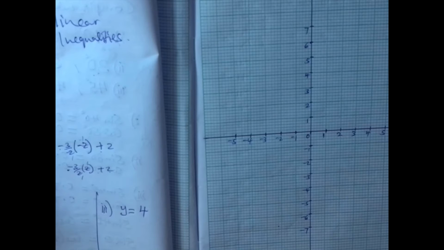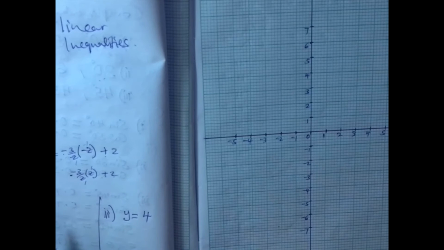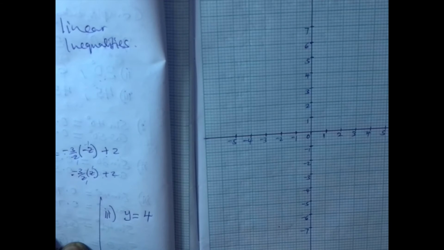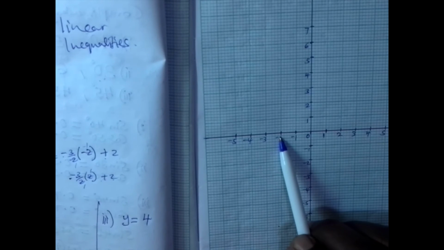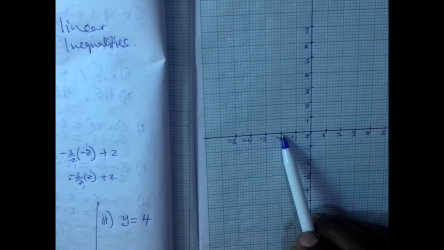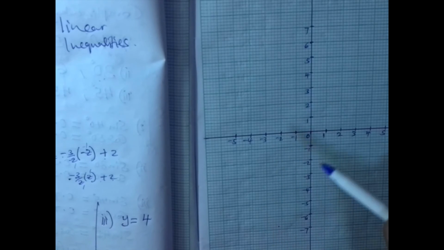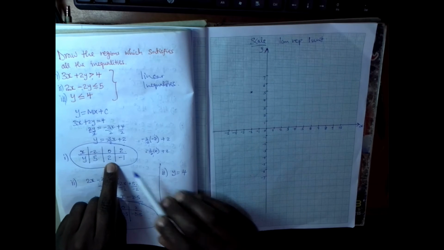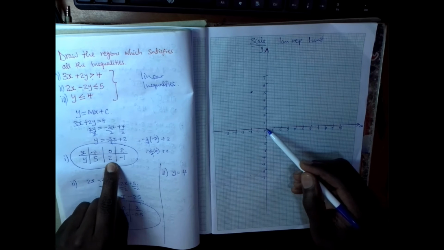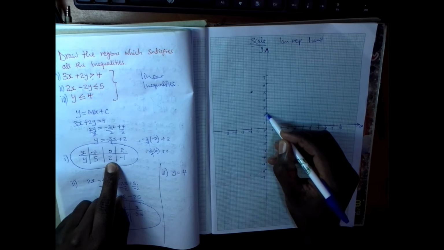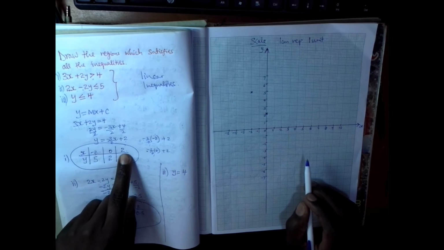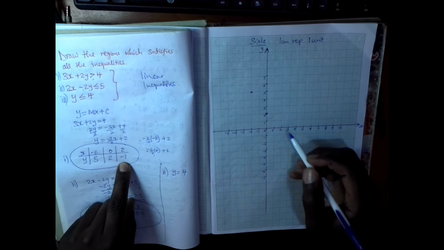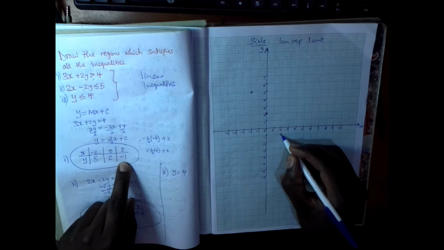3x plus 2y is greater than 4. Here is the table that we came up with for that inequality, and therefore we plot the points first. So when x is minus 2, y is 5. We move up. So that is the point. Then when x is 0, y is 2, to this point there. Then when x is 2, y is minus 1. So that is the point.